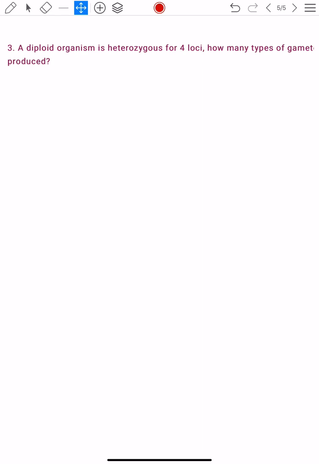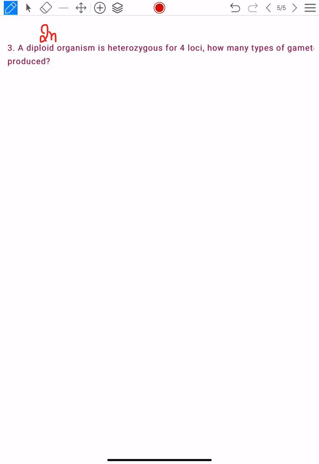Today we are here with another question from the NCERT on Chapter 5, Principles of Inheritance and Variation. This is a tricky question and is very important. Let's try to understand. A diploid organism, that means 2n, a diploid is always denoted by 2n, is heterozygous, that means it has different pairs of alleles. For 4 loci, how many gametes are produced? Okay, this is a very important question.